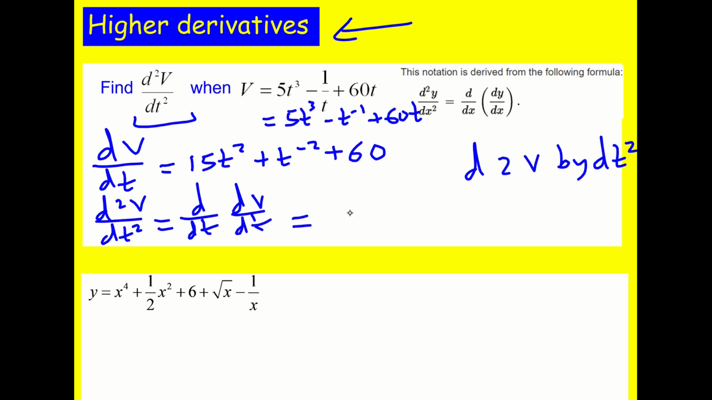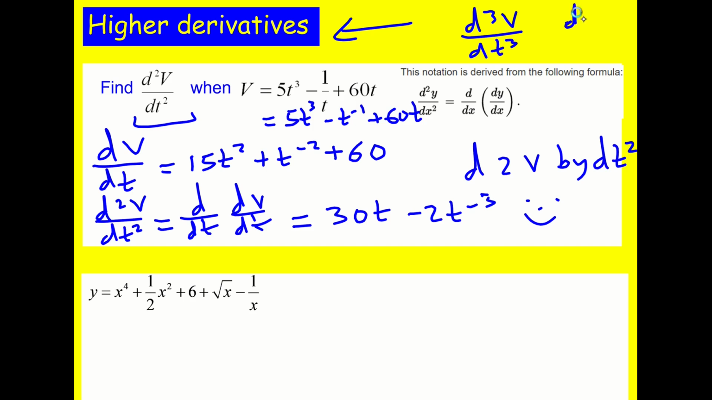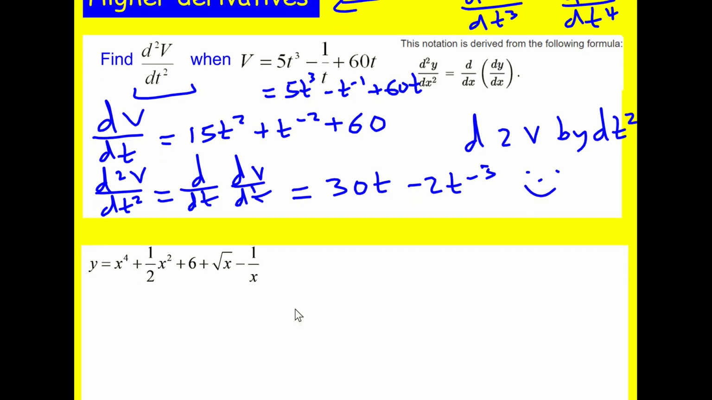So in this case, the second derivative would be 30t minus 2t to the minus 3. And we could keep going. We could find the third derivative. What do you think that would be? Well, I'm not actually interested in what the function is particularly, but it would be d3v by dt cubed, and so on. And you could just keep differentiating as much as you want. And actually, why not? Let's give it a go.